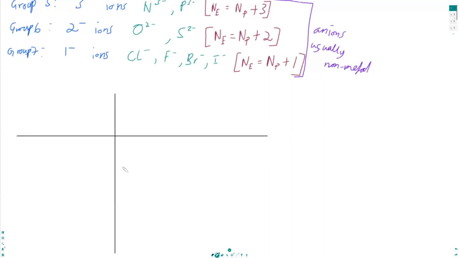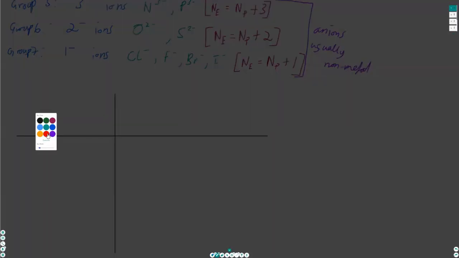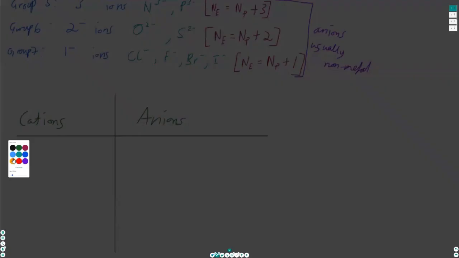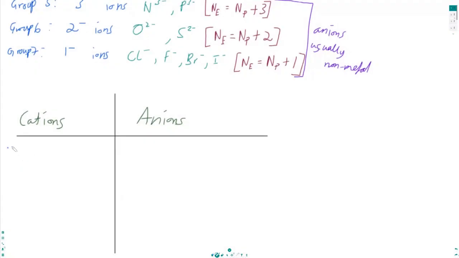Discussing cations and anions. So here, cations. These ones are usually metals and they lose electrons. They lose electrons and form positive ions.